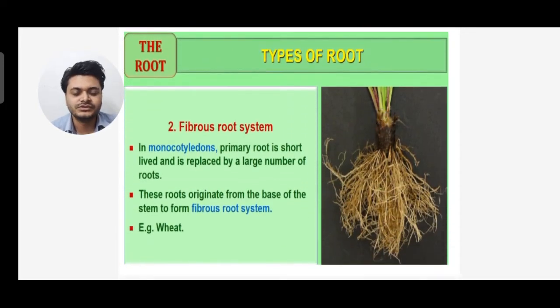Next, moving to the fibrous root system. In monocotyledonous plants, the primary root is short-lived and is replaced by a large number of roots. These roots originate from the base of the stem to form the fibrous root system. An example you can see is wheat. There are numerous roots there. Those are called fibrous roots.